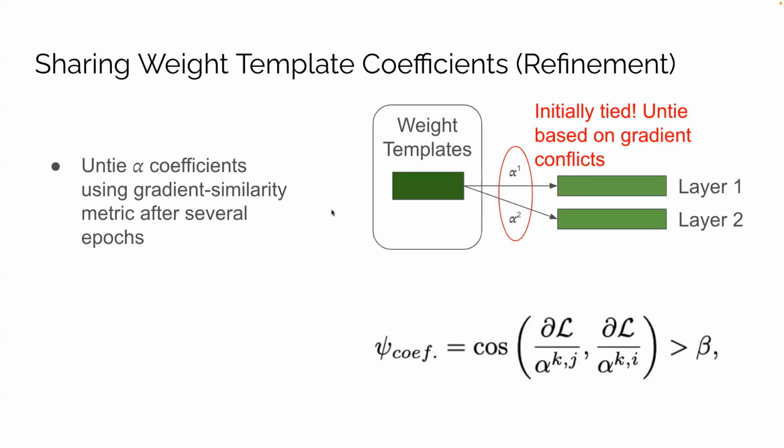A final note, in the first bit of training, alpha coefficients are tied. However, this is too restrictive, so we again use the threshold over the cosine similarity of gradients to untie alpha coefficients after some amount of training.